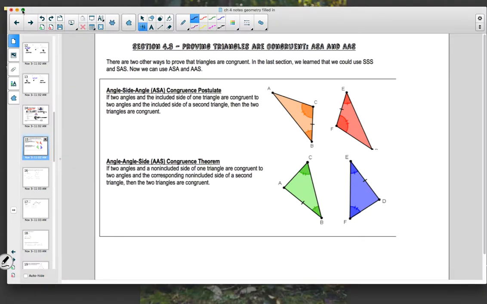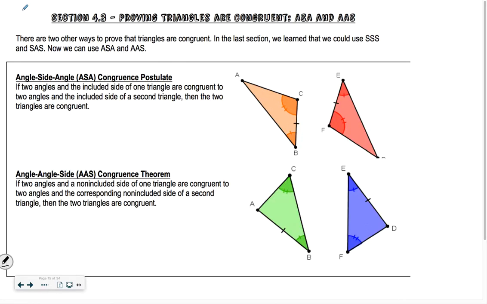Continue to prove that triangles are congruent. And so the two things that we've learned so far are side, angle, side, and side, side, side. Okay, so now we're learning angle, side, angle, and angle, angle, side. Okay, so it works out the same way that those other ones worked out.